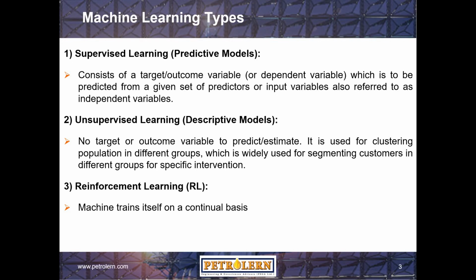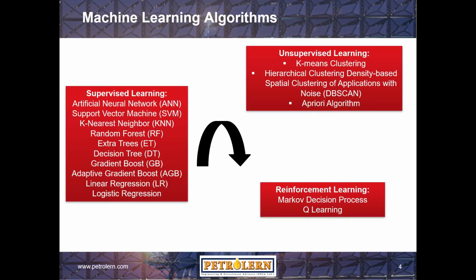And then finally, the third most important type is called reinforcement learning. And in that case, the machine trains itself on a continual basis. Now that you understand different types of machine learning algorithms, let's talk about some examples of what is considered supervised, what is considered unsupervised, and what types of algorithms are considered reinforcement learning.